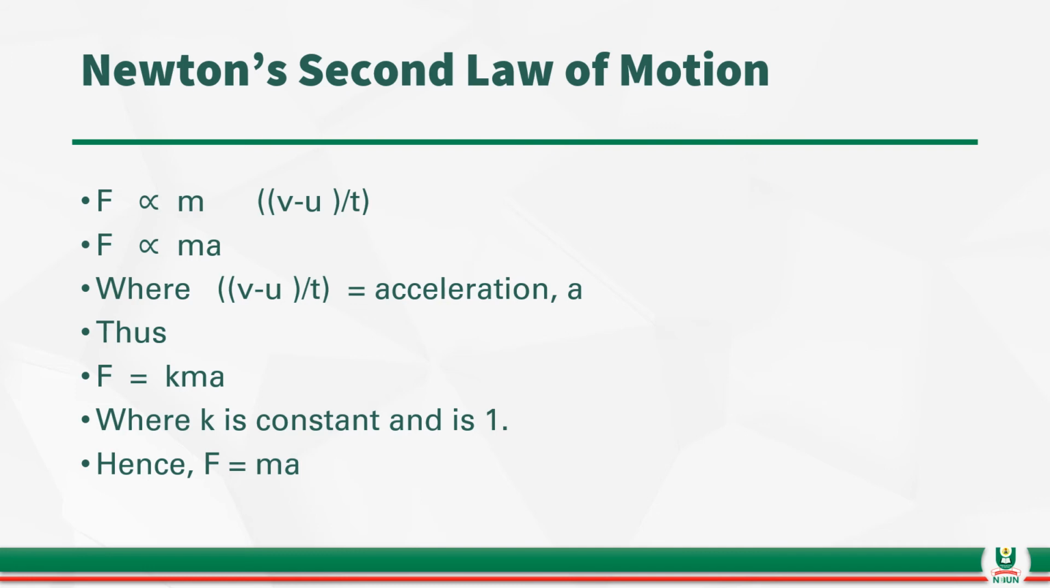I told you that in your secondary school, you were taught that when you change a proportionality sign to an equality sign, you must introduce a constant. And the value of this constant is 1. So if the value of the constant is 1, we come to force equals ma, which is mass times acceleration.